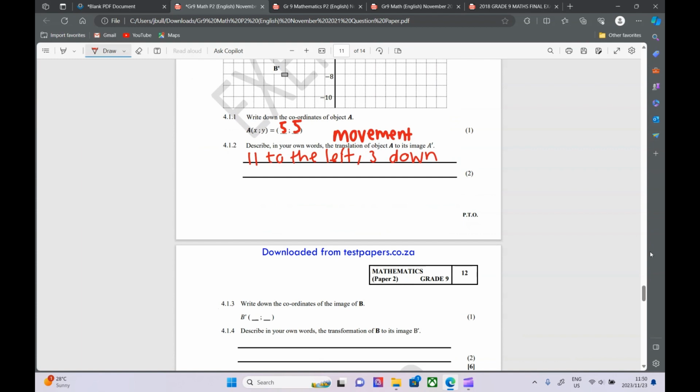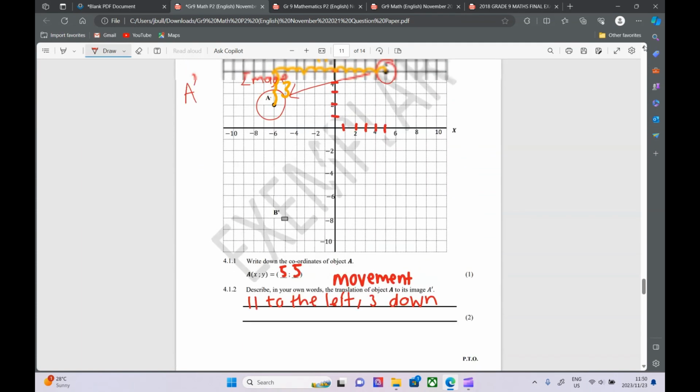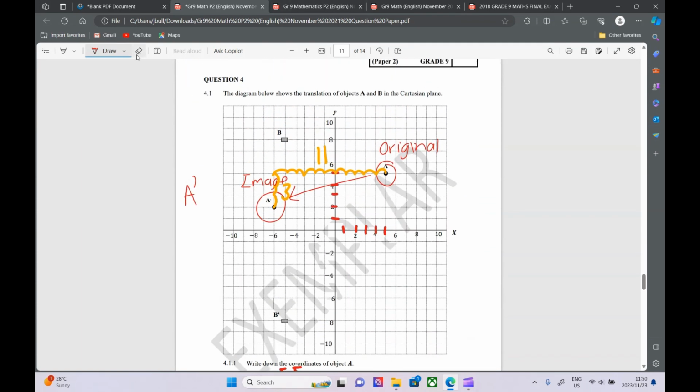Write down the coordinates of the image of B. So let's clear this up so we can look at just B then. Okay, so remember, B, the original B, is just by itself. It's just the B. So we can see here, let's get a different color.